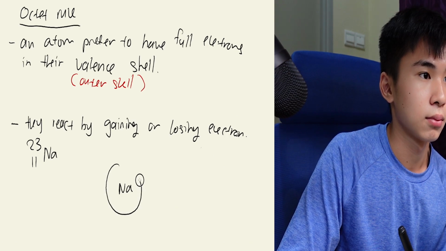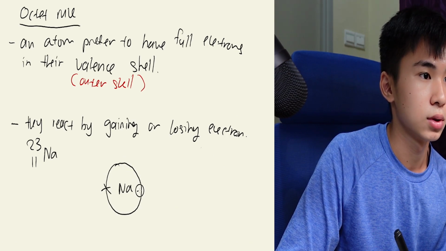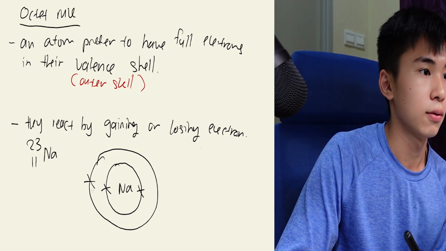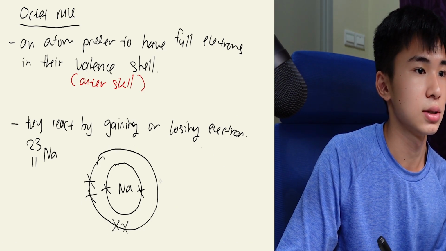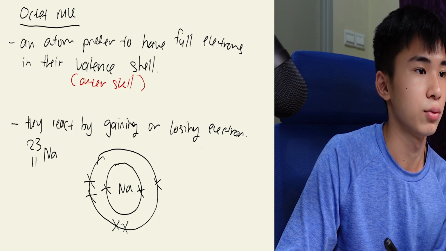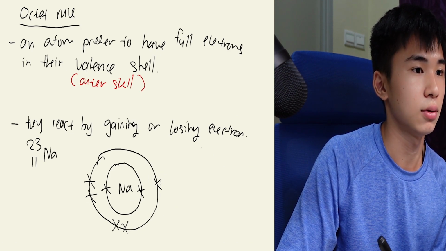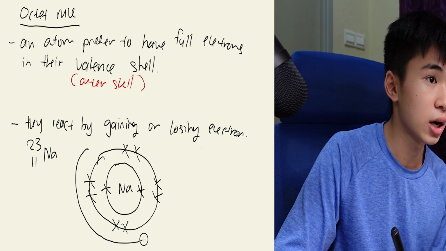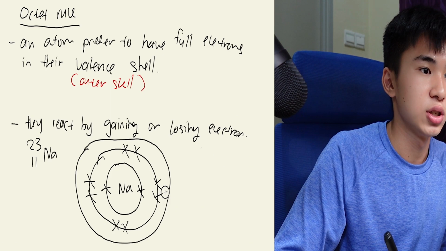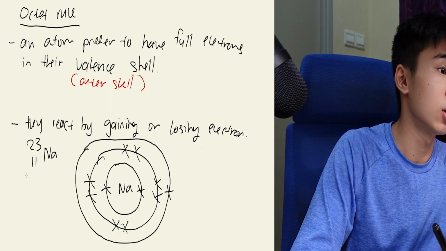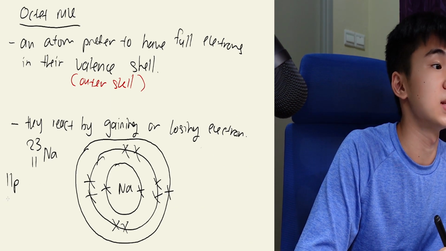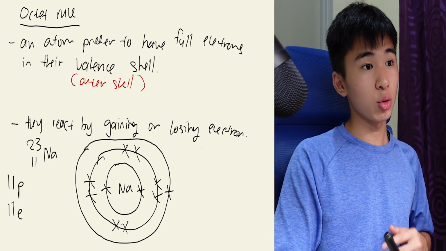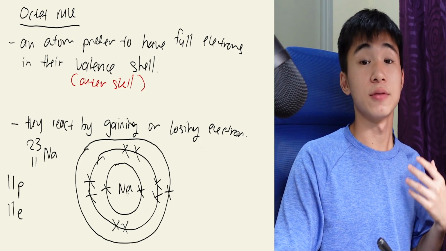Na. 1, 2, 3, 4, 5, 6, 7. Wait, 1, 2, 3, 4, 5, 6, 7, 8, 9, 10. And the third shell to fit the last electron, which is the 11th electron. Because we have 11 protons, which means that we will have 11 electrons as well. Okay, so yeah, this is what an atom of sodium looks like.